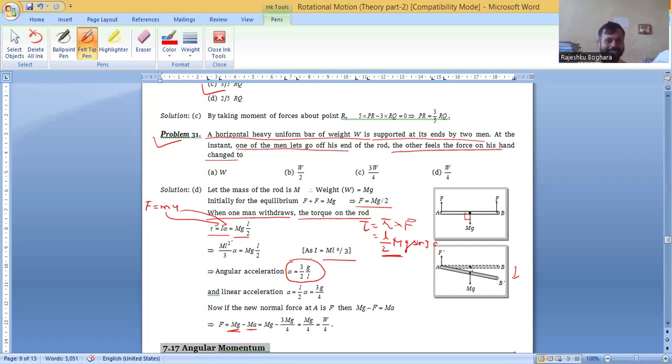But linear acceleration is equal to r alpha, a equal to r alpha. So r is equal to, here we write L by 2 and alpha is equal to 3g by 2L. The answer given, a is equal to 3g by 4. This is the linear acceleration.